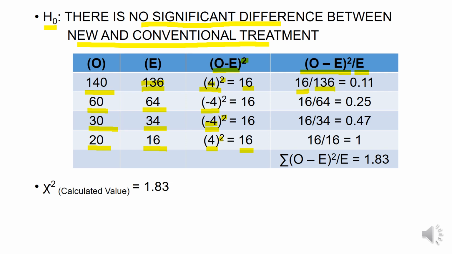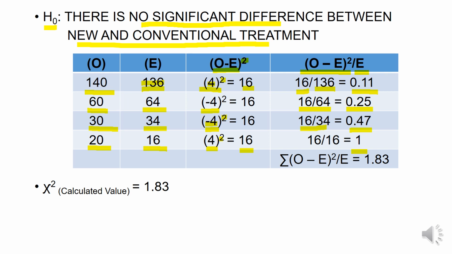So it means 16 divided by 136 is equivalent to 0.11. Likewise, 16 divided by 64, that is the corresponding expected value, is equivalent to 0.25. Further, 16 divided by 34, that is the expected value in this case, is equivalent to 0.47, and in the last part, 16 divided by 16 is equivalent to 1.